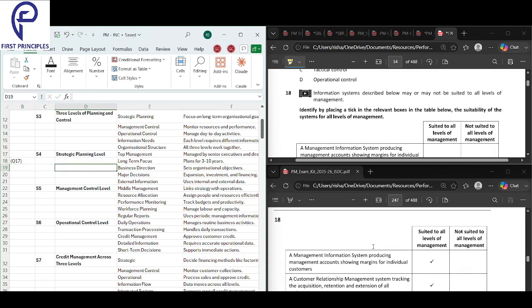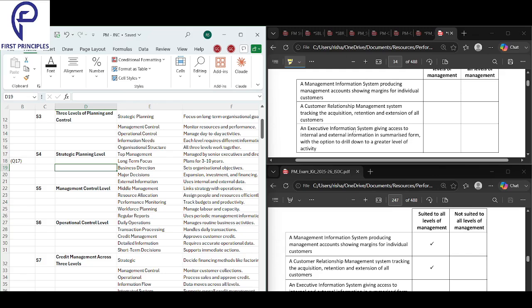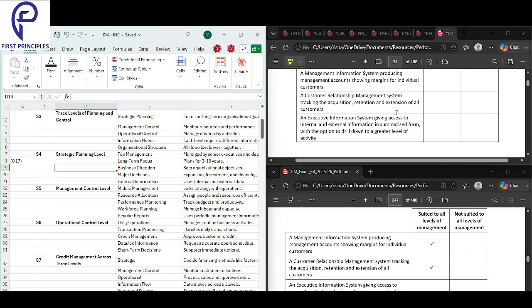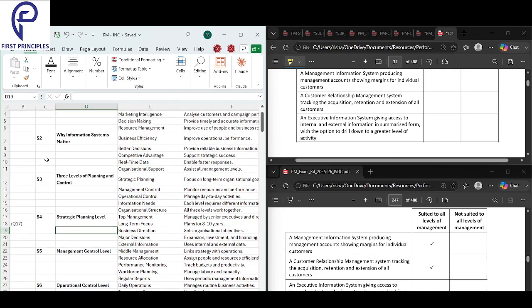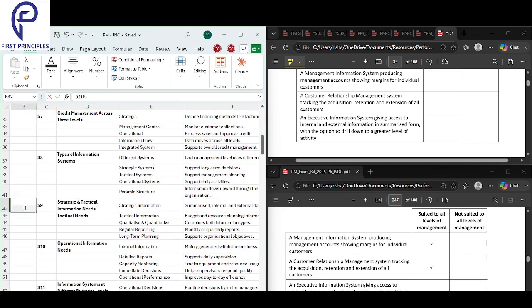Question 18. What about the 18th question? First one, a management MIS producing management accounts showing margin for individual customers, suited to all levels. A customer relationship system tracking the acquisition, retention and extension of all customers, customer-related information, all levels. Executive information system: access to internal and external information in summarized form. Not suited to all, it's only for the strategic level. Summarized information is only for the strategic level.